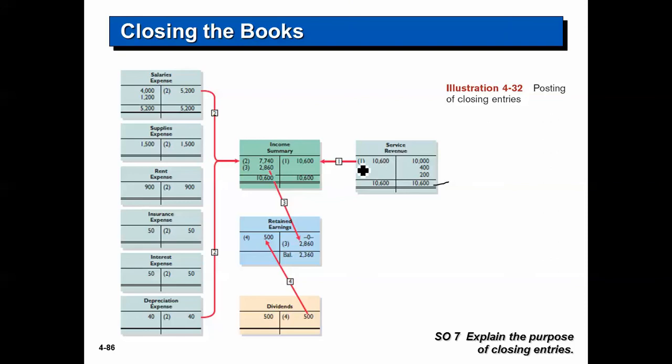But I transfer this 10,006 to the credit side of income summary, and I transfer all of these expense accounts to the debit side of income summary. Then what do I need to balance income summary? Well, that's my net income, 2,860. So I debit income summary, 2,860, and I credit retained earnings, which means I increase retained earnings by 2,860. Now, dividends had a debit balance, and I credit it to make it zero, and I debit retained earnings. So now the retained earnings adds exactly what it should be, 2,360.